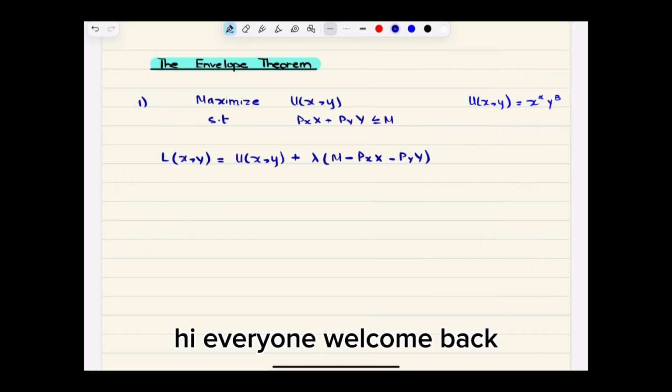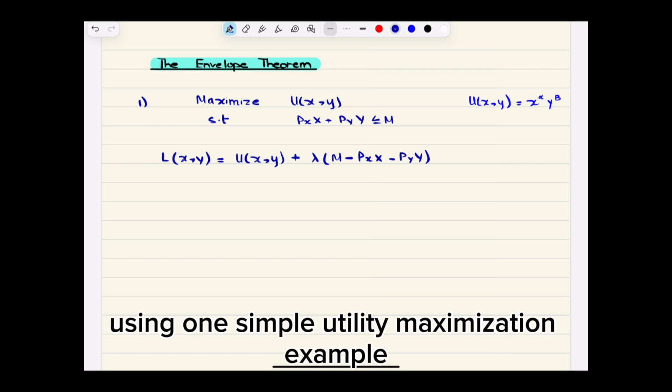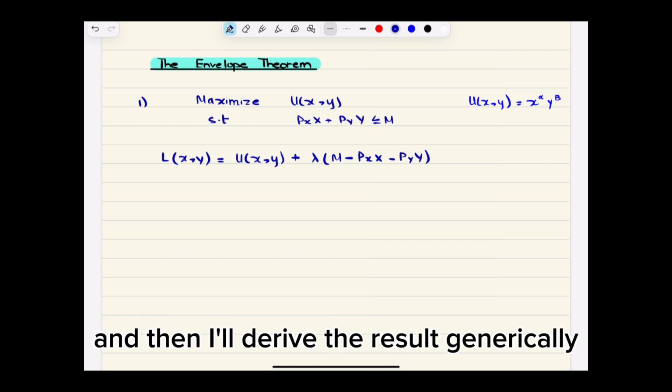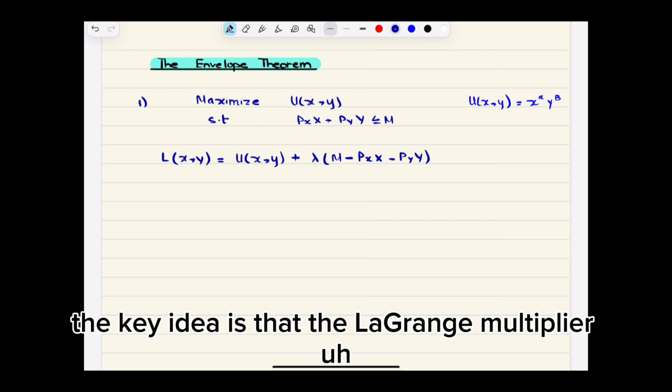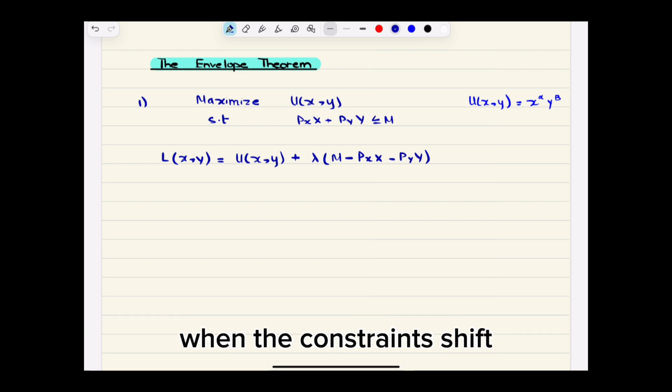Hi everyone, welcome back. In this video, I'll introduce the envelope theorem using one simple utility maximization example. First, I'll solve it using the given functional form and then I'll derive the result generically. The key idea is that the Lagrange multiplier measures how the maximum value of the objective function changes when the constraints shift. Okay, suppose we have this optimization problem.